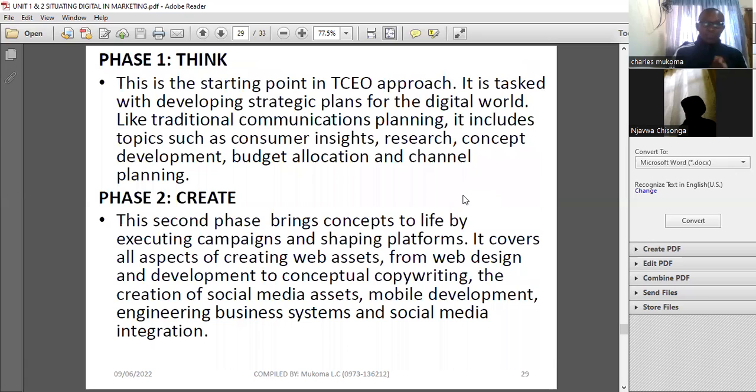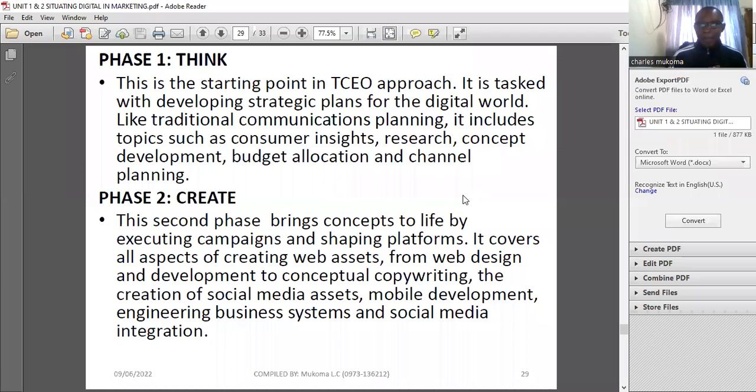And then the next slide is about the full explanation of phase 1, which is think. We did a bit of summary where you look at what we want to advertise. Of course, sometimes it may require some research. You do some research, then you come up with that. We looked at create. How do you develop what you want to advertise? How do you design it here and there?